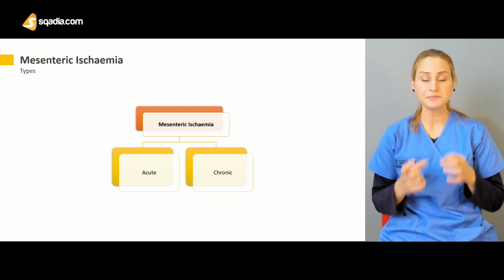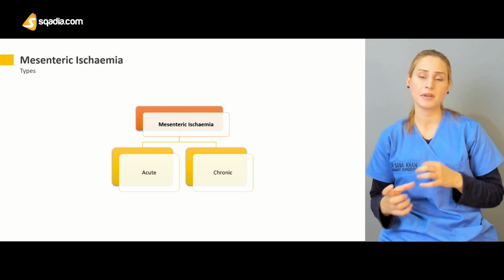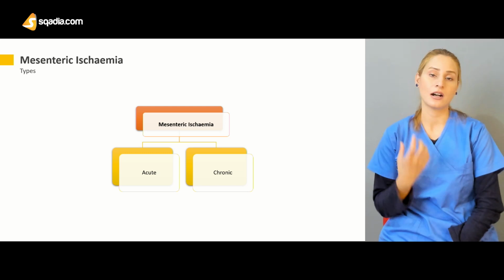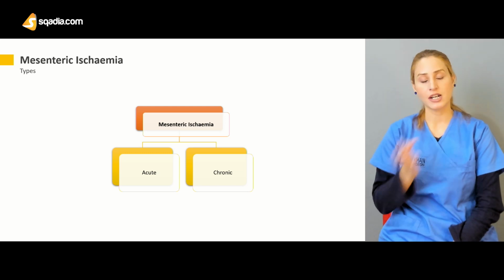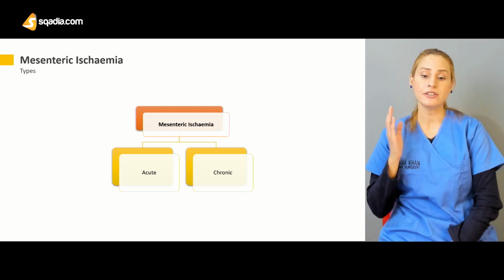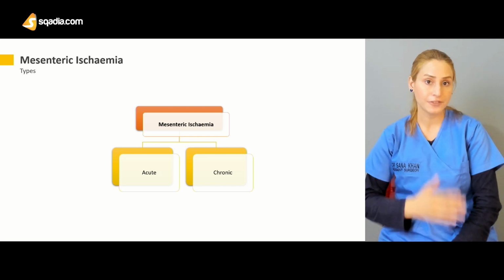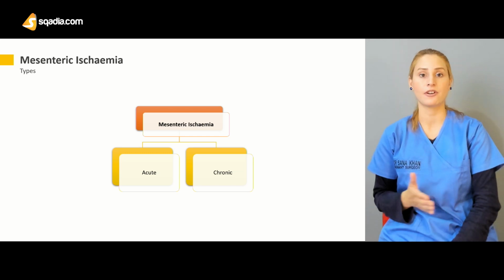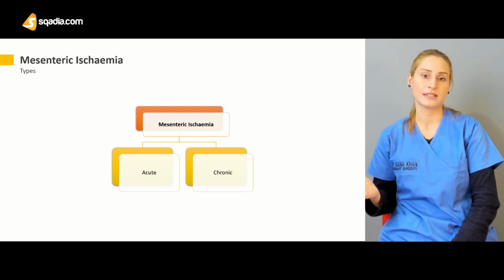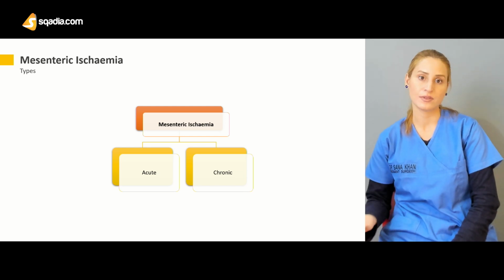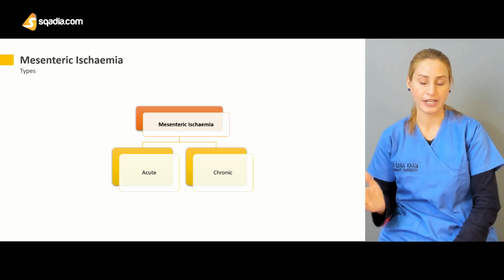Plus, in acute, most of the time it's because of the disruption of the atheromatous plaque, or because of emboli coming from the heart. But when you talk about the chronic, it can be a result of a diffuse atherosclerotic process, and it can be because of some vasculitic changes as well, like thromboangiitis obliterans, and some other causes.